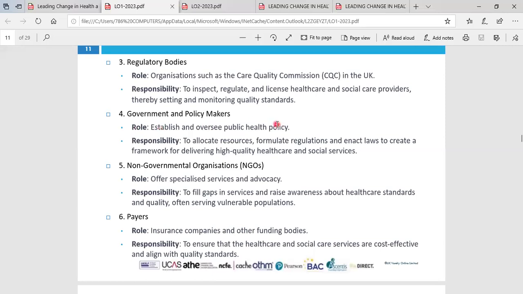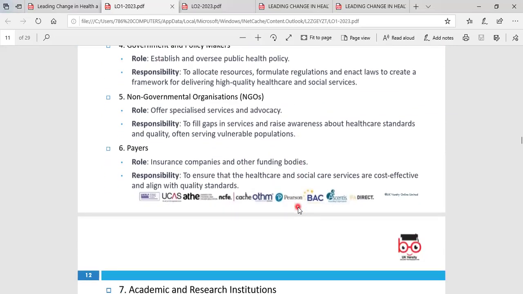Then the government and policymakers, obviously, who make public health policies. Their responsibilities are to allocate resources, formulate regulations, and enact laws. Then there are NGOs, several non-government organizations. They offer specialized services and advocacy to fill in gaps in services and raise awareness. So they do what the government organizations don't do. They're the ones who fill in the gaps.